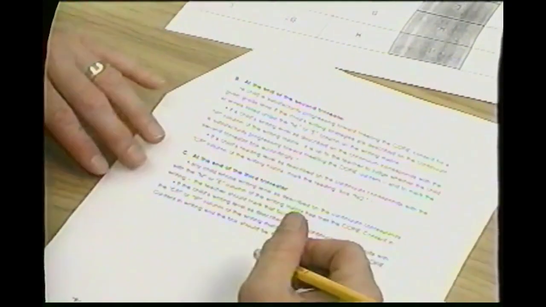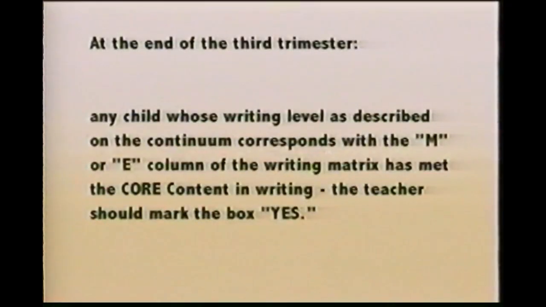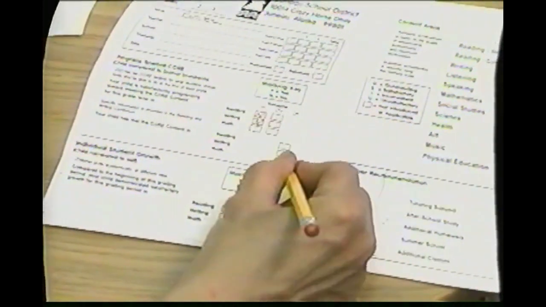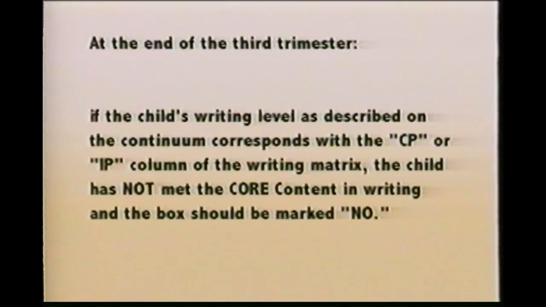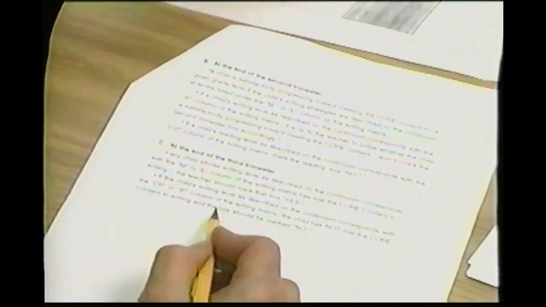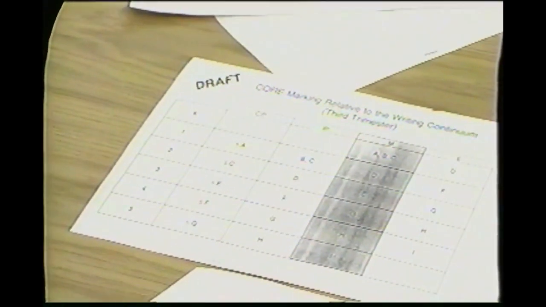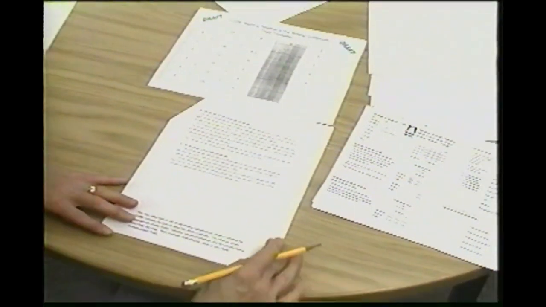And then we come to the end of the school year in writing, and at that time, any child whose writing level as described on the continuum corresponds with the M or E column of the writing matrix has met the core content in writing, and the teacher should mark that box yes. So right there you get to put a Y. If the child's writing level as described on the continuum corresponds with the CP or IP column of the writing matrix, the child has not met the core content in writing, and the box should be marked no.